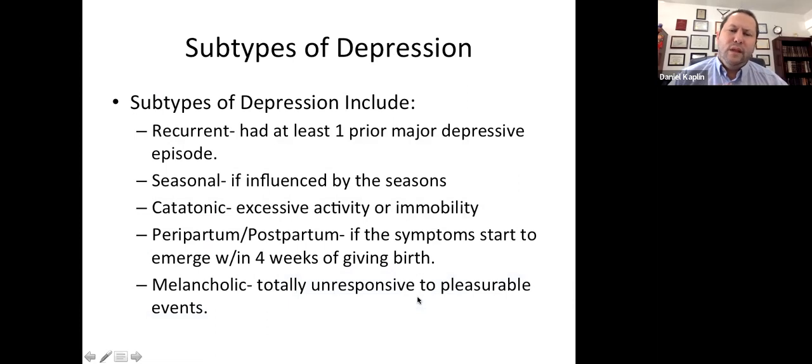Now, additional subtypes of depression that we specify are whether it's major depressive disorder recurrent subtype or single episode. I know we keep talking about this, but in order to have a recurrent subtype of depression, you have to have at least one prior major depressive episode. If you have no prior episode, then you are going to do major depressive disorder single episode. That would be how you would specify the condition.